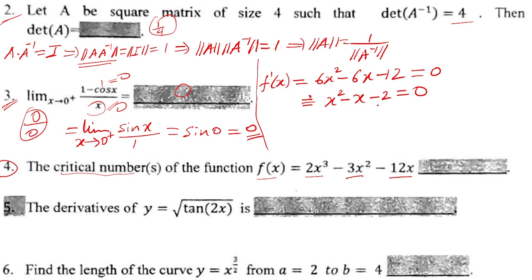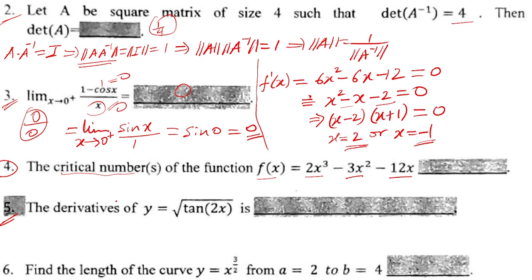Now look, the product -2, the sum -1: -2 and 1. Therefore, this implies (x minus 2)(x plus 1) is equal to 0. So for the product to be 0, one of the two should be 0. Therefore, either x is equal to 2 or x is equal to -1. So we have two critical numbers, 2 and -1.